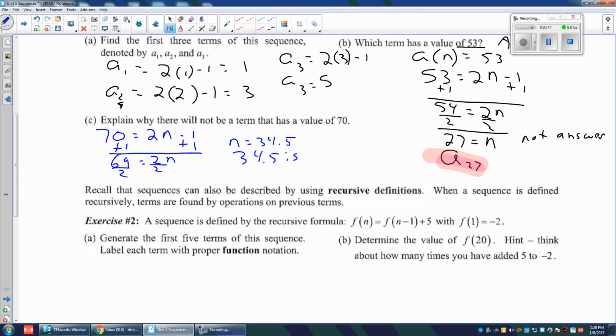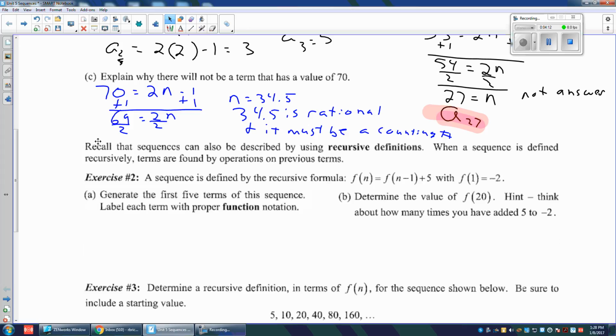34.5 is rational. And it must be a counting number, also known as a positive integer. So that's why we can't have an answer value of 70.